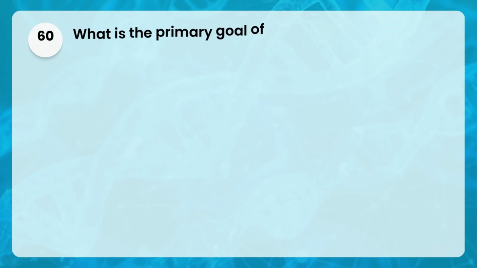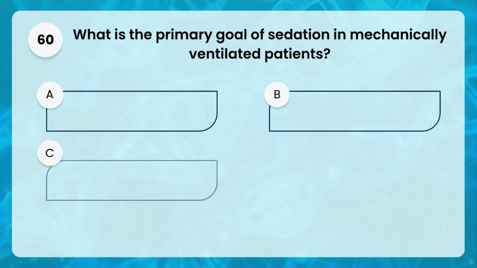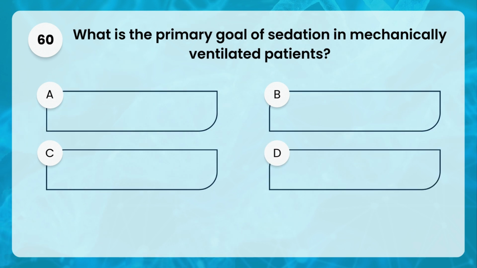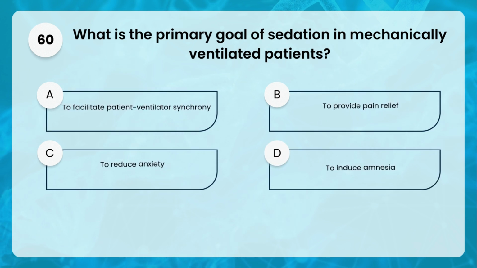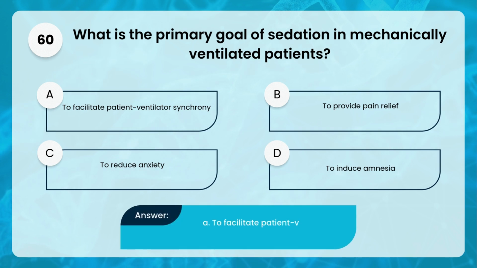Number 60. What is the primary goal of sedation in mechanically ventilated patients? A. To facilitate patient ventilator synchrony. B. To provide pain relief. C. To reduce anxiety. Or D. To induce amnesia. The answer is A. To facilitate patient ventilator synchrony.